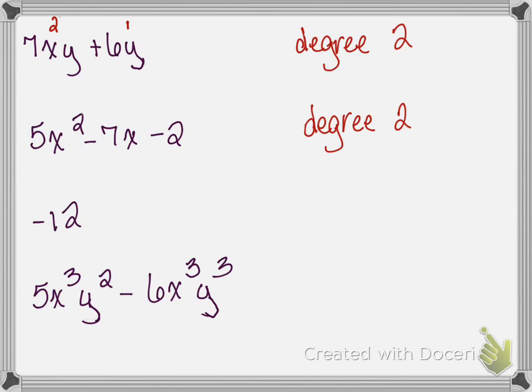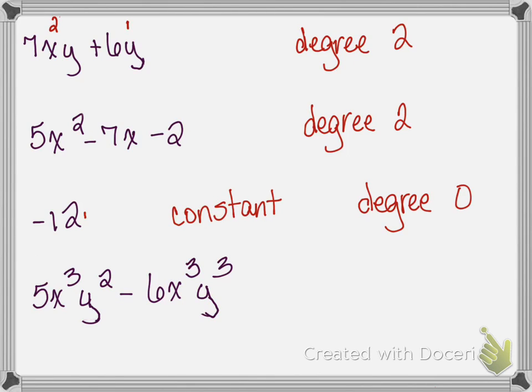Negative 12 is what we call a constant. Okay, it is a constant. Does it have a variable? No, it doesn't have a variable. Does anyone know the degree of a constant? 0. It is 0. Okay? The degree for this is 0. It is a constant. Okay?